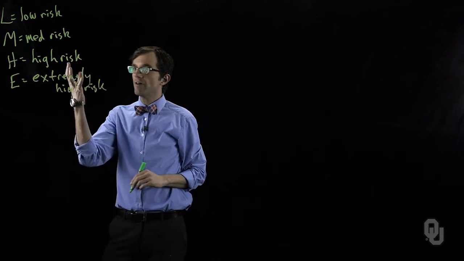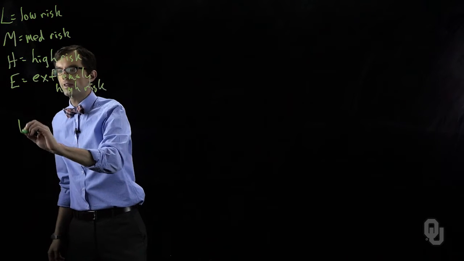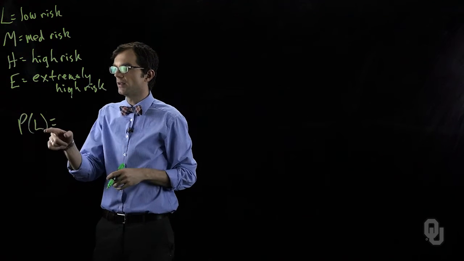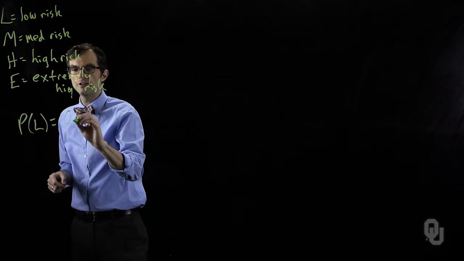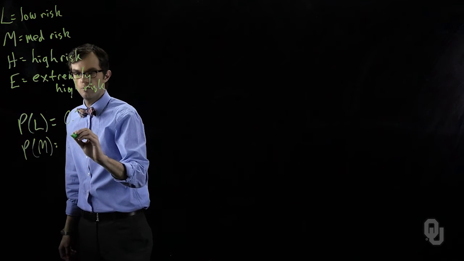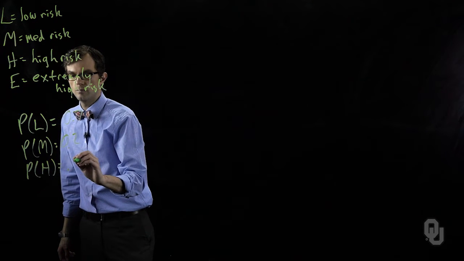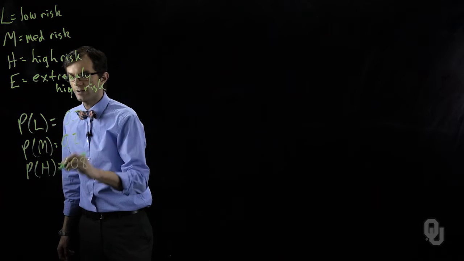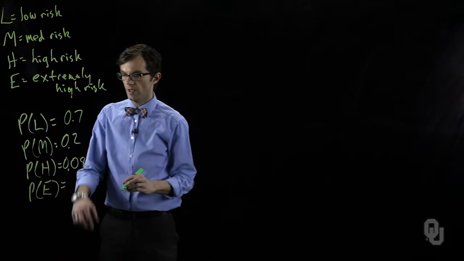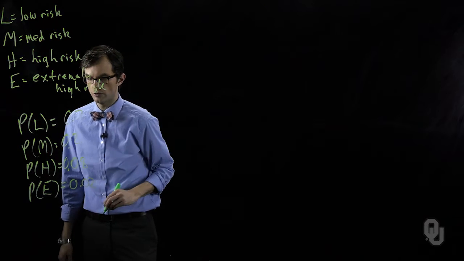And we have the probabilities of each one of these because we knew what percentages fell into each category. We know that the probability of a low-risk project, the next project that we see come in, is 0.7. We know the probability of a medium-risk project is 0.2. We know the probability of a high-risk project is 0.08. And then finally, everything else is an extremely high-risk project, and whatever else gets us to a total probability of 1 is 0.02.